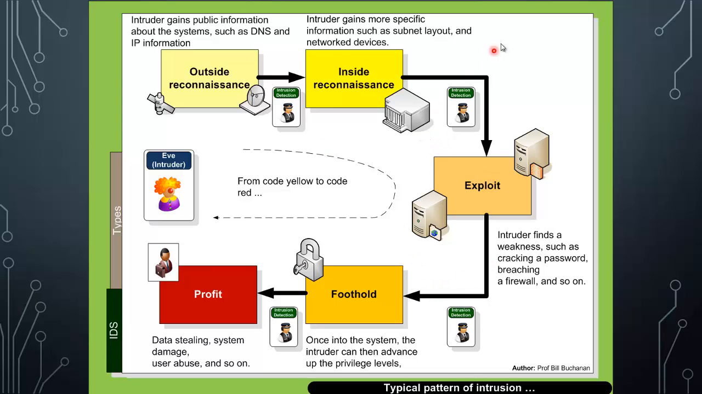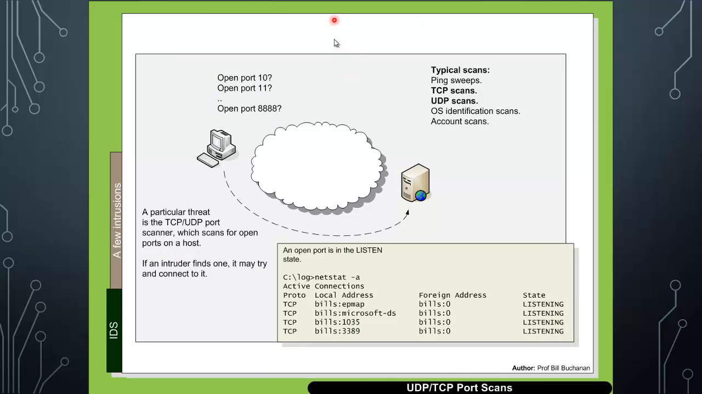So either to stop the intrusion before it happens, or to make sure that if something does get to profit, we understand the steps that an intruder took to get to that point, and then stop it from happening in the future. One of the methods that an intruder might use is to discover the services or the ports that are enabled on a host or a server. For this we can use TCP scans or UDP scans, and a tool that we often use is netstat.